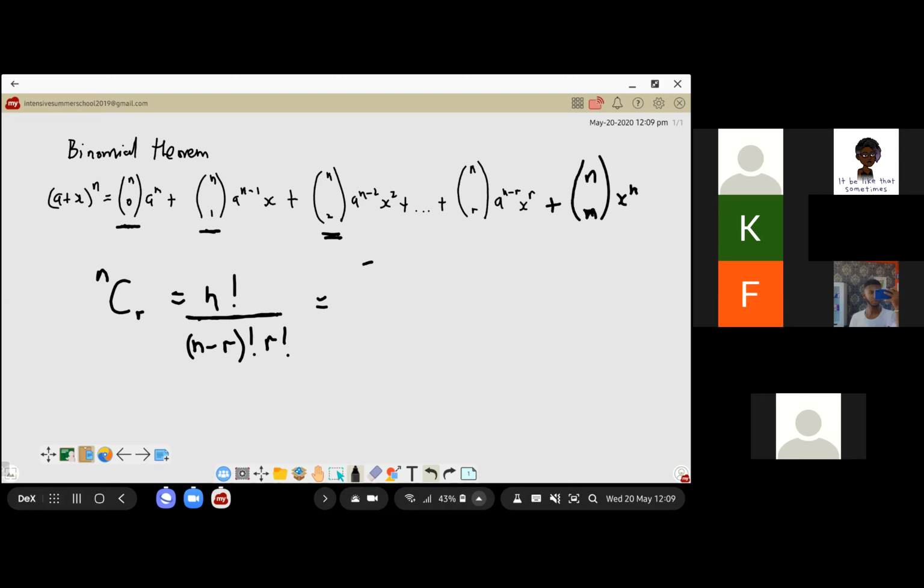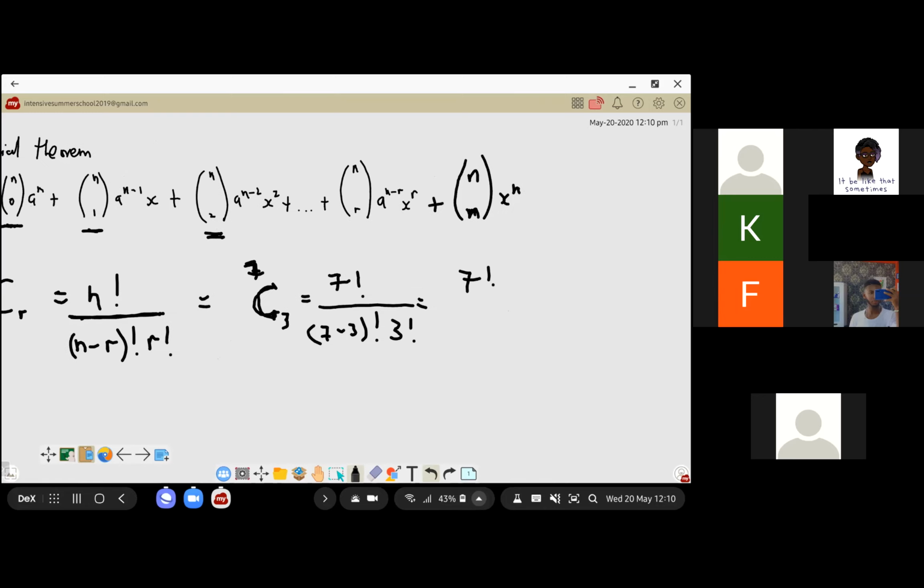If I have something like 7 combination 3, what is it going to give me? 7 factorial divided by (7 minus 3) factorial times 3 factorial. Good. Okay, so it's going to give us what?